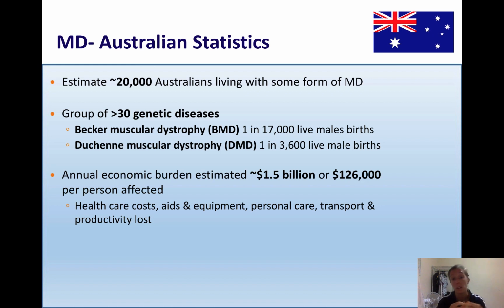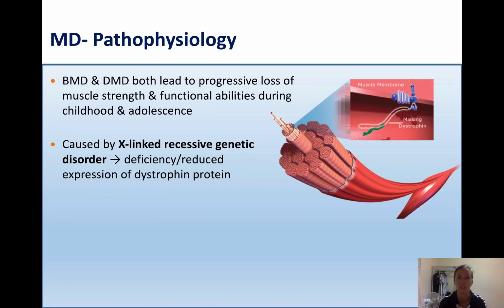So within that economic burden, we know it could be direct healthcare costs, it could be aids and equipment, so thinking about wheelchairs and all the supports and everything that you need to adapt the household in order for somebody to live with MD. Personal care, potentially even transport, and productivity lost, which obviously is going to be direct for those individuals that have this further into their adulthood. In your more child cases, going into adolescence, early 20s, it might be due to the fact that their parents or carers or whatever it might be are unable to work because they're caring for them full time.